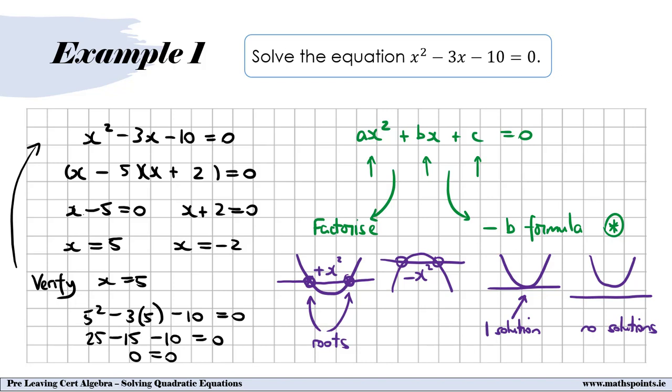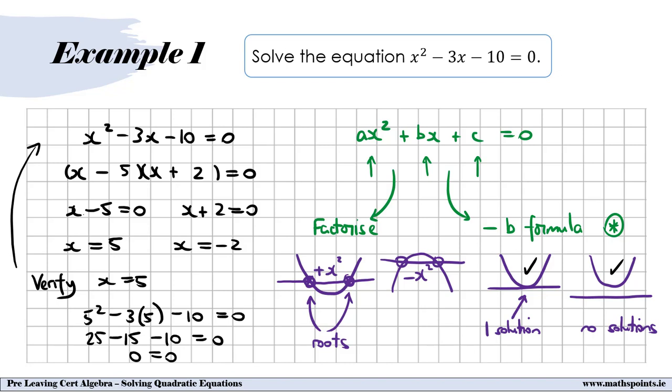So in general, quadratic equations have two solutions. They will never have more than two solutions. Sometimes, as we've seen over here, they can have one solution. Sometimes they can have no solution. But in general, we'll see quadratic equations that have two solutions.